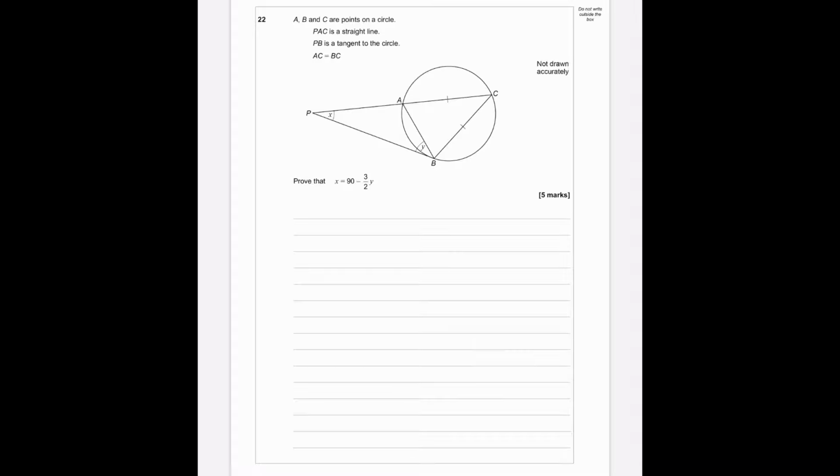Question 22. First step here, I'm going to use the alternate segment theorem. ACB is going to be equal to y, because ABP is y, and ACB will be equal to ABP. They're in alternate segments.